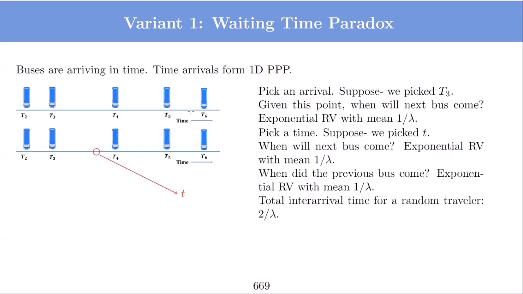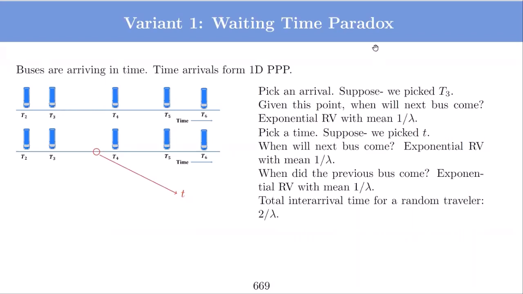Okay. So what I do is I pick one arrival of one bus, which is at time T3, suppose, and then we ask, given the arrival of this point, when is the next arrival, right? After what time the next bus will come. So basically we want T4 minus T3. And then you can show that if it's a Poisson point process, the inter-arrival time is an exponential random variable with mean 1 upon lambda.